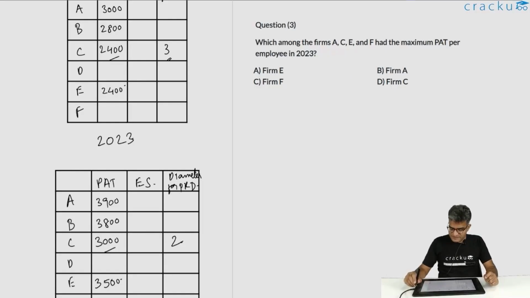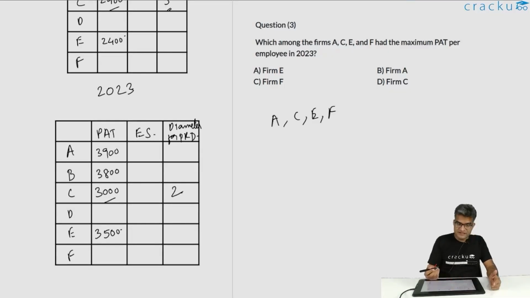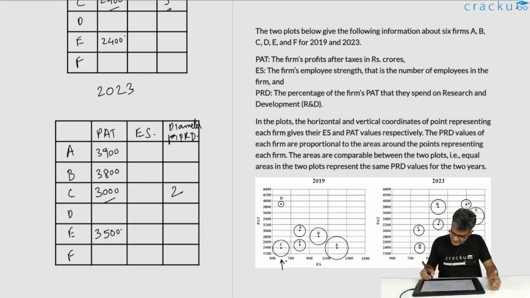Which among the firms A, C, E, F has the maximum PAT per employee in 2023? So we need to calculate the employee strength and the PAT. For A, C and E, we already have the PAT in 2023. We will calculate it even for F. For F, the PAT is 3200.